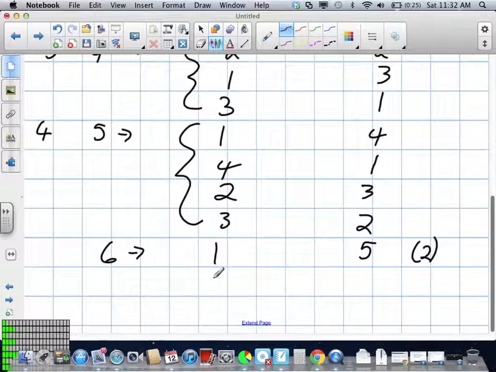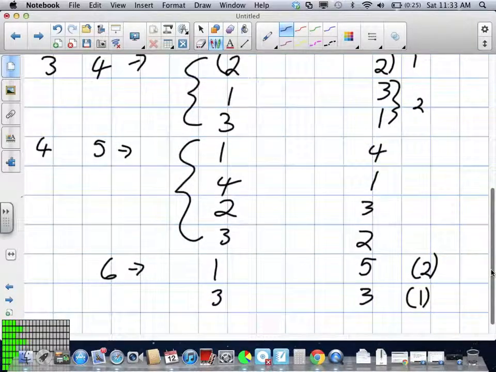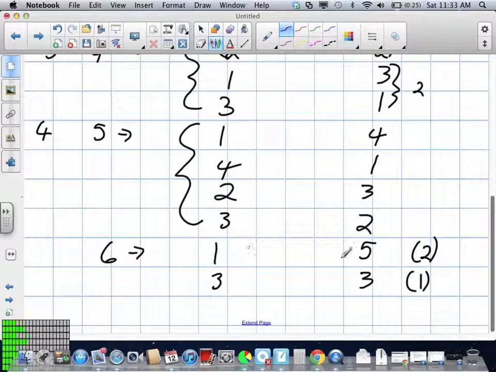3 and 3. Now, how many options of 3 and 3 do we have? Can I roll 3 two different ways on one dice? No, I can only do it once. So that's actually a special case. When you get double numbers, just like up here when we looked at the number 4, we could only do 2 and 2 once, but we could do 3 and 1 twice. So that's one of the rare ones.